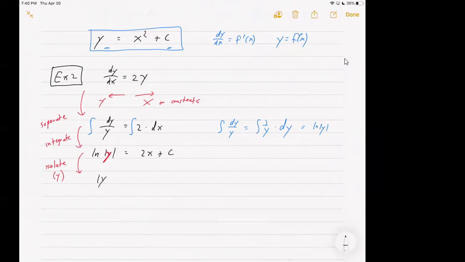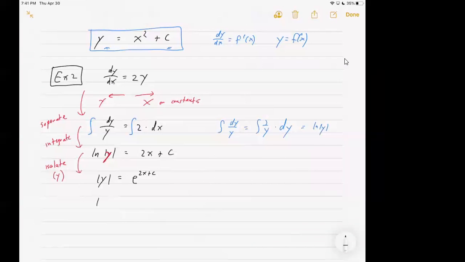So we can say the absolute value of y is equal to, how do you undo a natural log? You make it the exponent of e. So if we undo the natural log on the left, it means we are taking the right-hand side and making it the exponent of e. Exponentiating it, actually, would be a way of saying that. So we can exponentiate both sides.